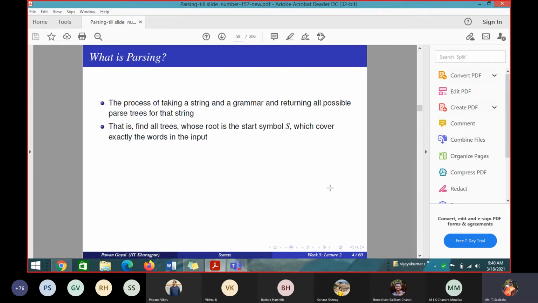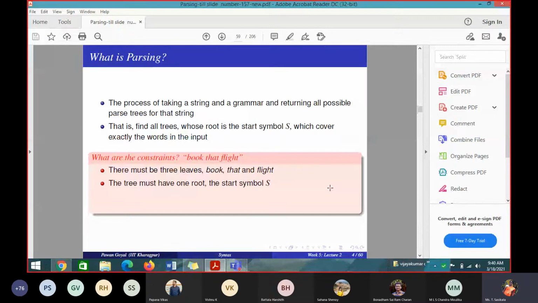So how many possible trees we can draw, we'll see. The process of taking the string and the grammar and returning all the possible parse trees for that string. That is, find all the trees whose root node is the start symbol, which cover exactly the words in the input. So what are the constraints? Book that flight is my sentence. For book that flight, I will have the production rules, grammatical rules and lexicon rules. Using the rules, I will construct a parse tree.